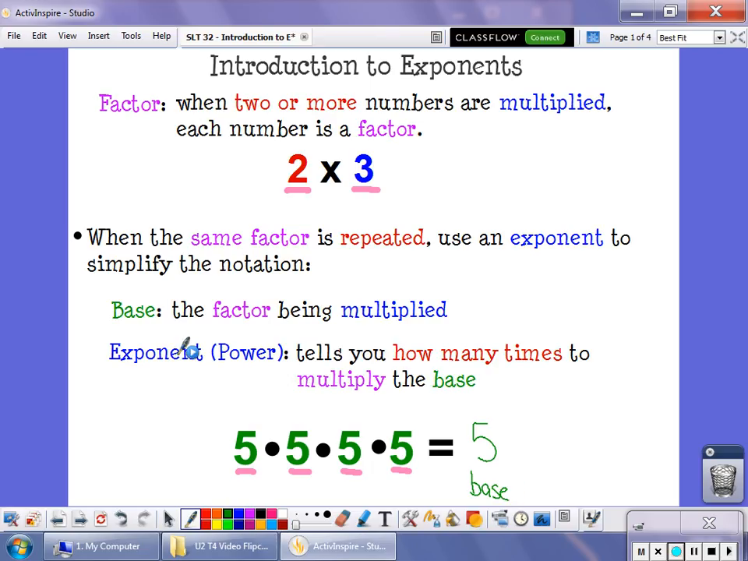Now the exponent, or the power, tells you how many times you're going to multiply that base. So we see we have 1, 2, 3, 4 5s. We're multiplying 5 4 times. So we write the exponent, or the power, both of those words are interchangeable, as a little number that's off to the top right. So our base is a big normal number, and our exponent is a little number off to the top. Now 5, the base, tells me that's the number we're multiplying. 4 tells me how many times.